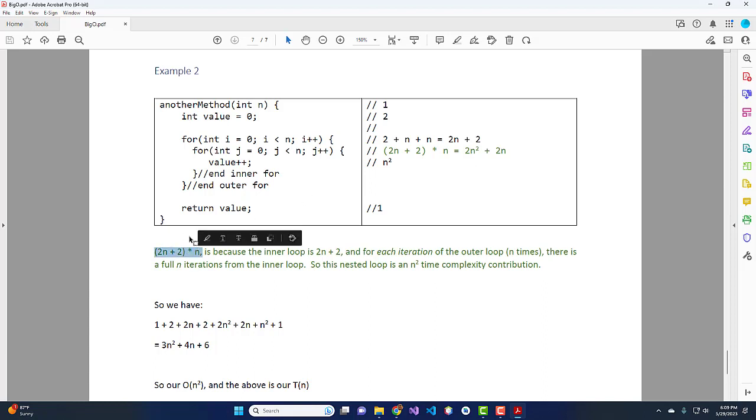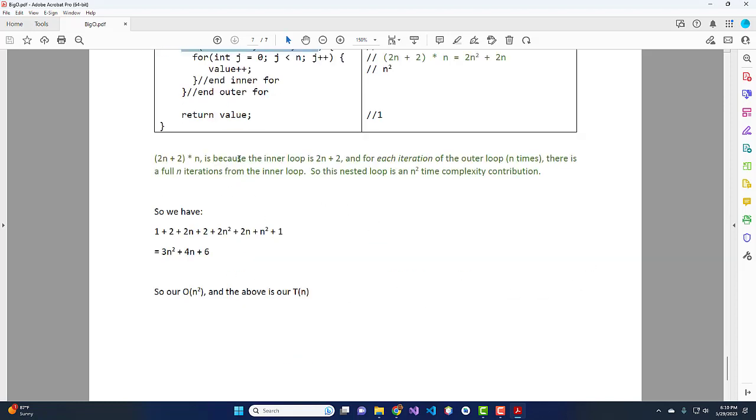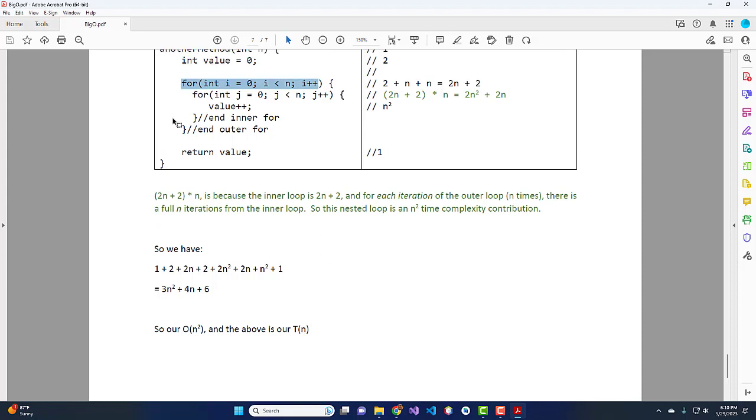So why is it 2n plus 2 times n? Because the inner loop is 2n plus 2 on its own, just like the outer loop was. But then each iteration of the outer loop affects what's going on in the inner loop. It's like the j keeps resetting. So this actually happens n times. This will happen n squared times. That will happen n squared times. So you end up with the 2n plus 2, the inner part, and it's done n times because that's how many times the outer loop iterates. So this is 2n plus 2 times n, and that ends up being 2n squared plus 2n. So the full n iterations from the inner loop is what causes this to happen.